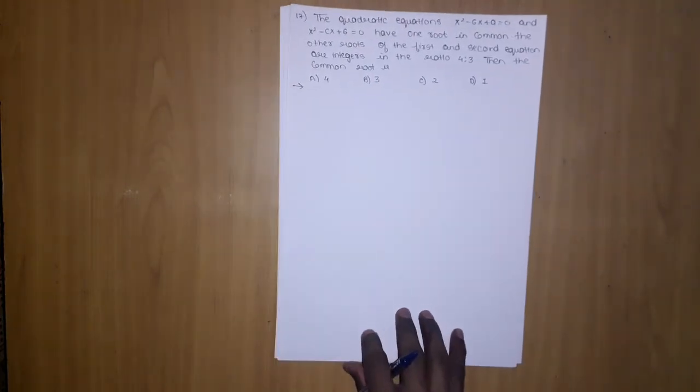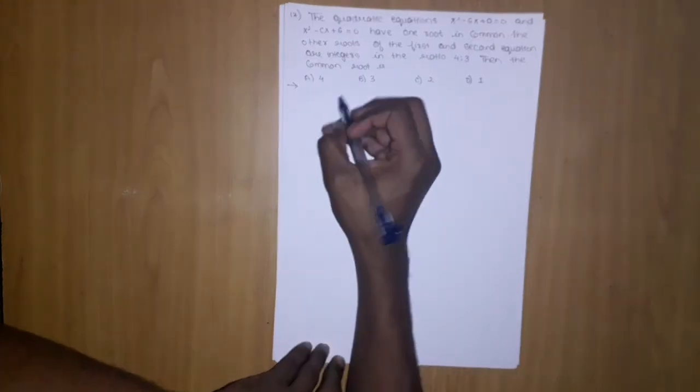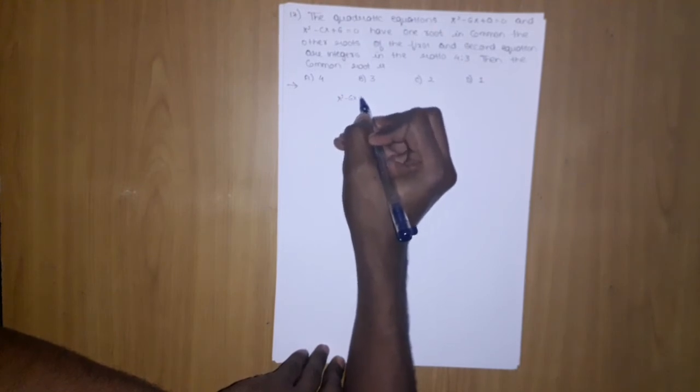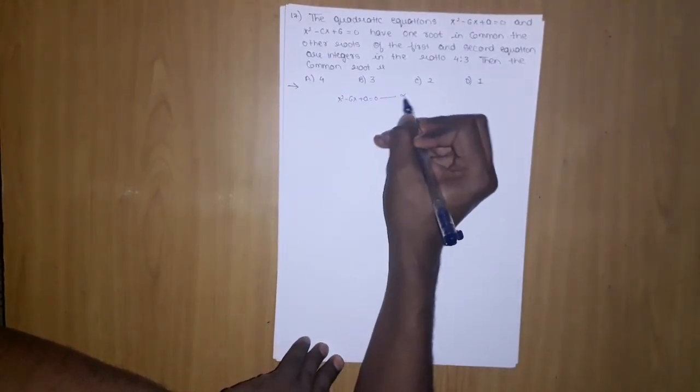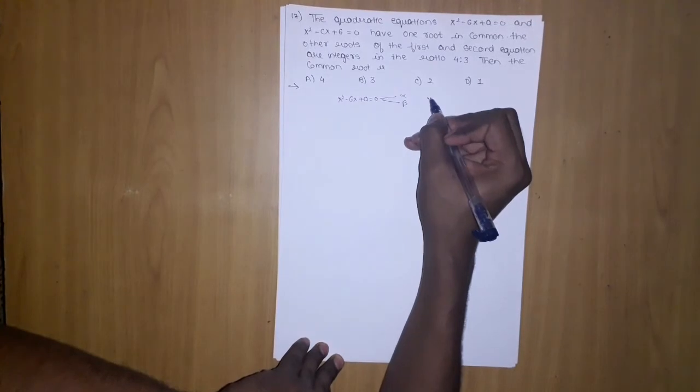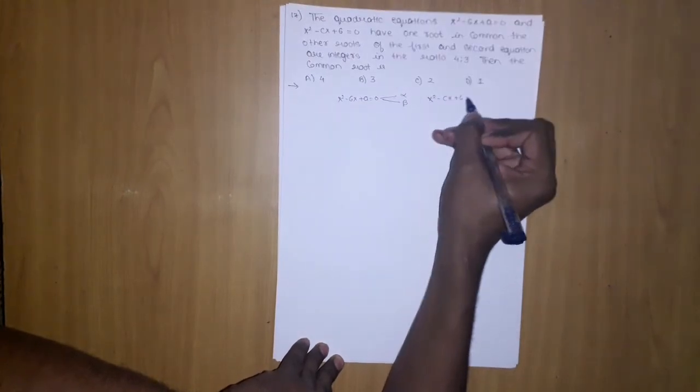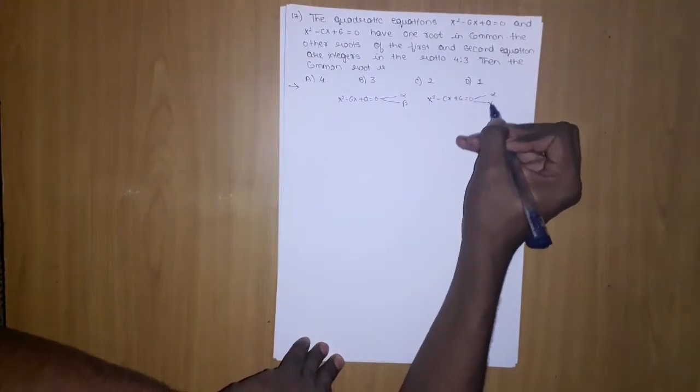The question number 17 is as follows. The question says, if the quadratic equations x square minus 6x plus a equal to 0 and x square minus cx plus 6 equal to 0 have one root in common, and the other roots of the first and the second equation are integers in the ratio 4/3, then the common root is? Now x square minus 6x plus a is one quadratic equation. Let us take its roots as alpha comma beta, and for the equation x square minus cx plus 6 equal to 0, let us take its roots as alpha comma gamma.